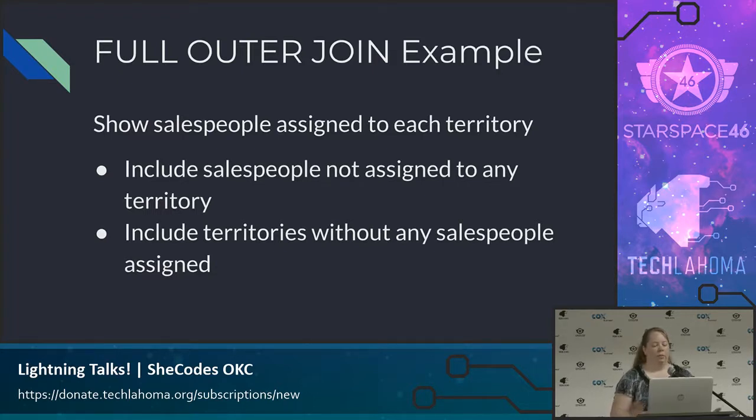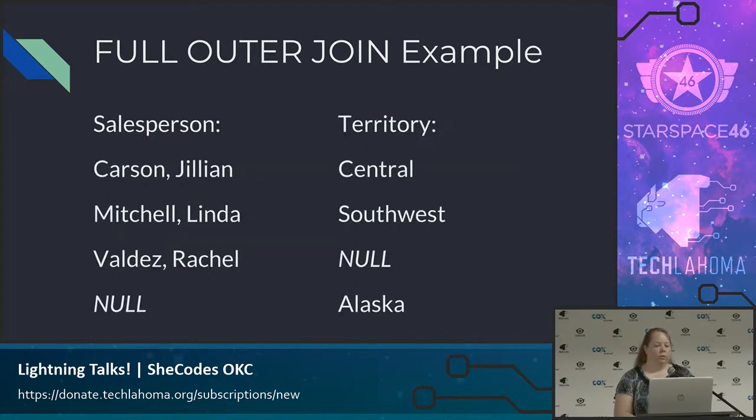But now we want the records that are in both tables, whether they have a match or not. We want to include those territories that don't have any salespeople. That's what makes it a full join. So I hope that makes a little bit of sense. I can go through this more after the talk and go through some examples. This one is a little bit more advanced, a little bit confusing, but that'll give you an idea of when you would use a full join.